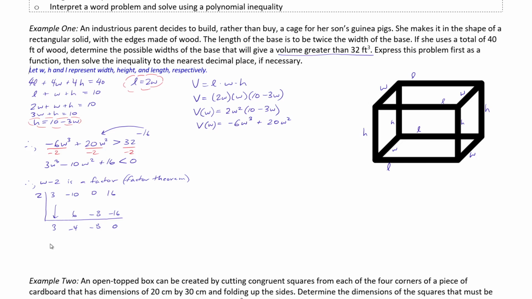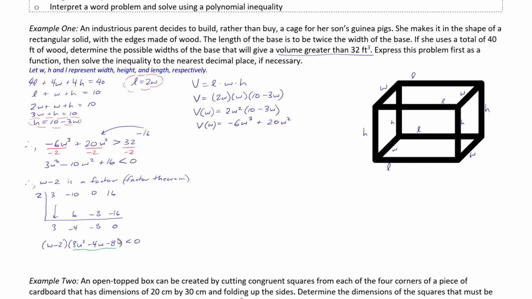So instead of rewriting that cubic, what I'll write now is W minus 2, and then 3W squared minus 4W minus 8, and that together must be less than 0. So I already know one of my zeros, and one of my zeros is 2. But I don't know the zero that comes from this expression right here. I'm going to highlight it here. I don't know what the zeros are. I can't factor that, right?